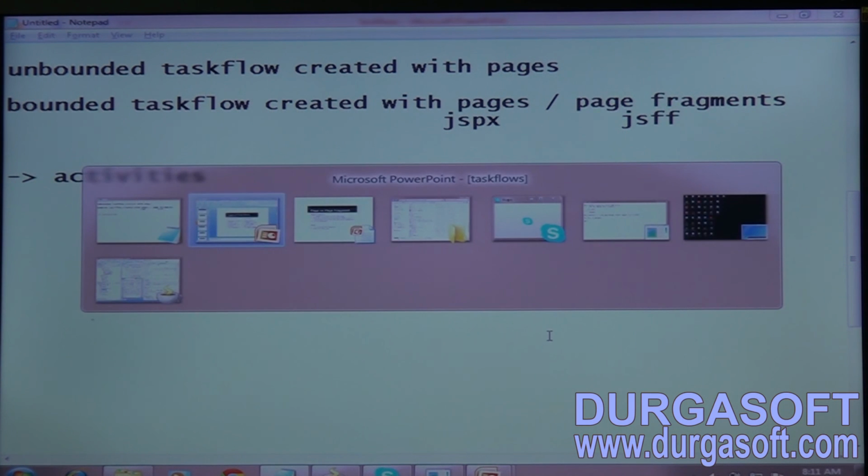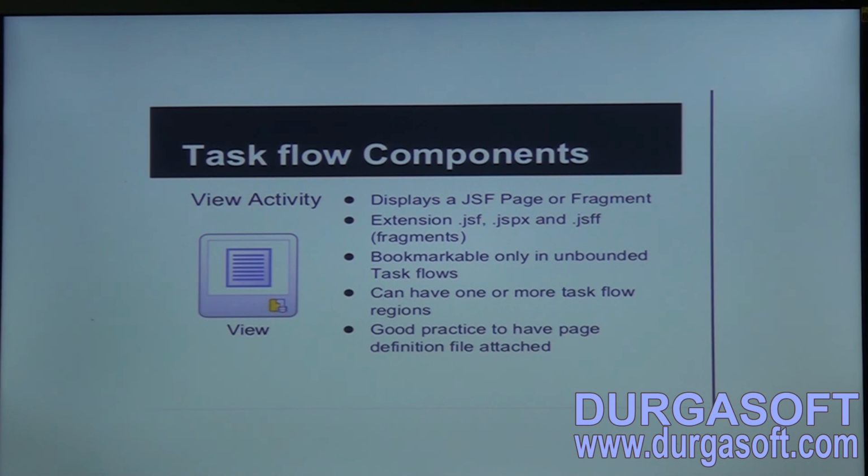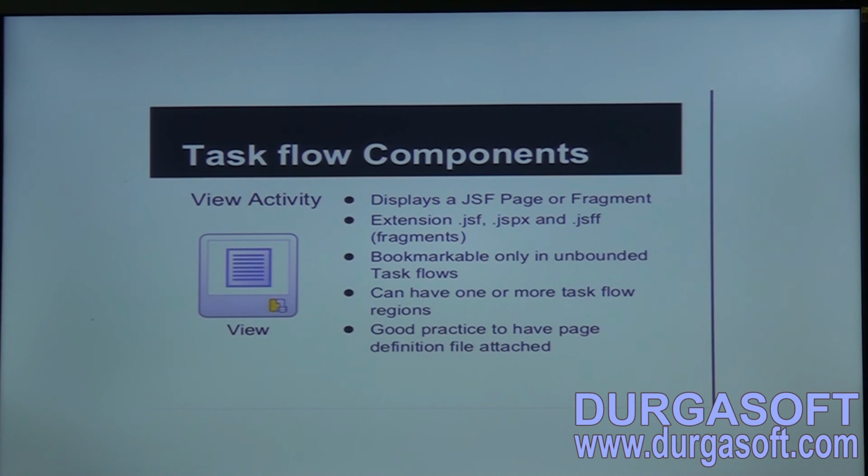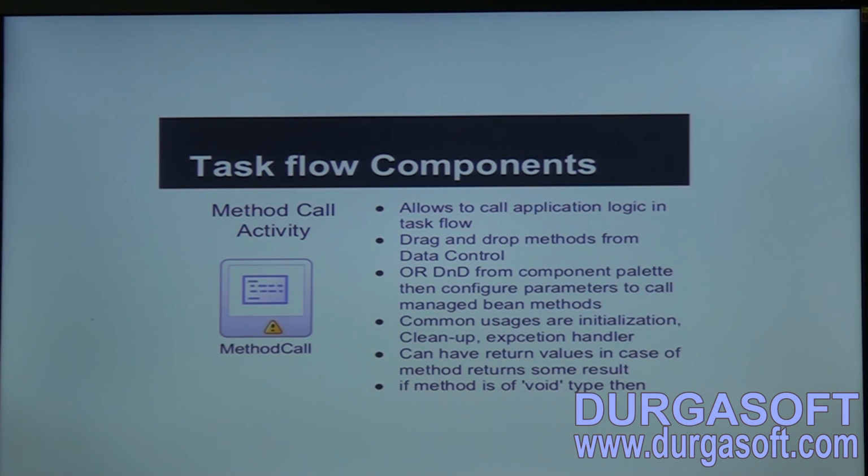Okay, so there are different types of activities. This is view activity, can be a method call activity. View activity is for displaying pages. So if you want to add a page to the task flow, then take view activity. From the task flow I want to execute a method defined in what? AM. I want to execute that method from the UI. Then you can take that method into the task flow. So to execute the method, use method call.